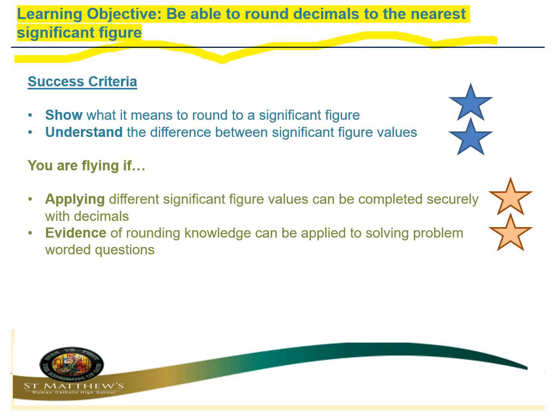Success criteria. Today we want to show what it means to round to a significant figure. This is something that you already would have done in your first 2 sessions, but we're still using that. We are understanding the difference between significant figure values. So it might be for 1 significant figure, can we round to 2 and then 3? Again, you've already started doing that.